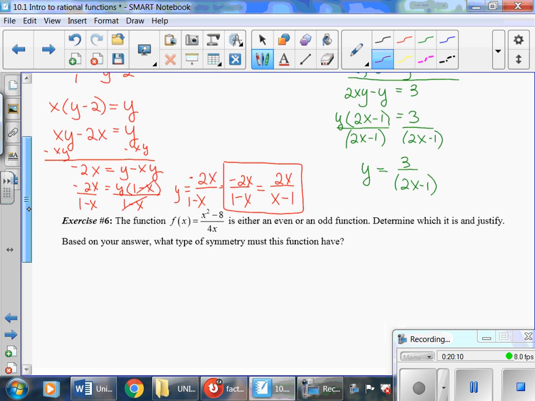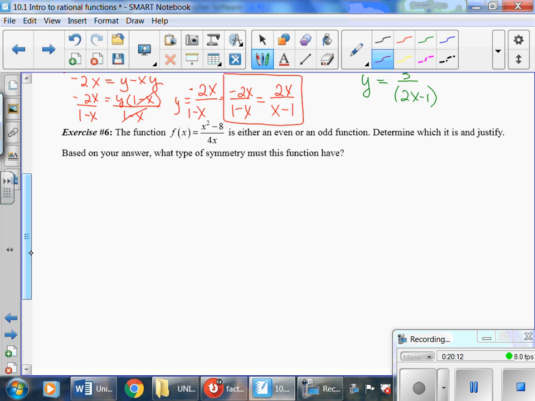All right, now last exercise of the day. The function f of x equals x squared minus 8 divided by 4x is either even or an odd function. All right, so they're telling us it's not either one, it's even or odd, okay? So then it's saying determine which it is and justify. So based on your answer, what type of symmetry must the function have? So part of me kind of thinks that you need to know that before you can tell me if it's even or odd. So the second one is just a justification.